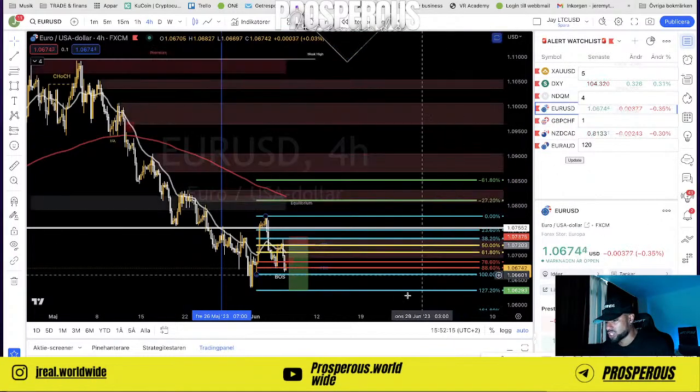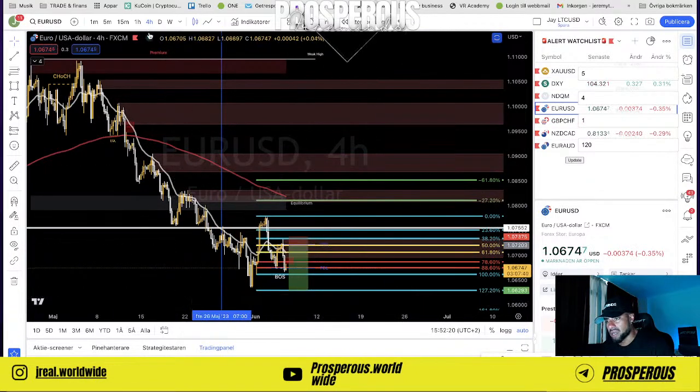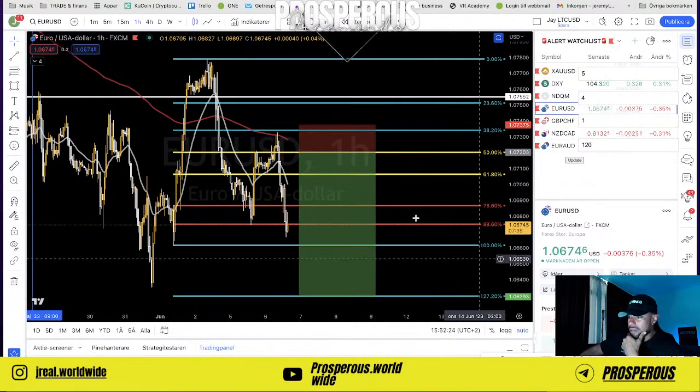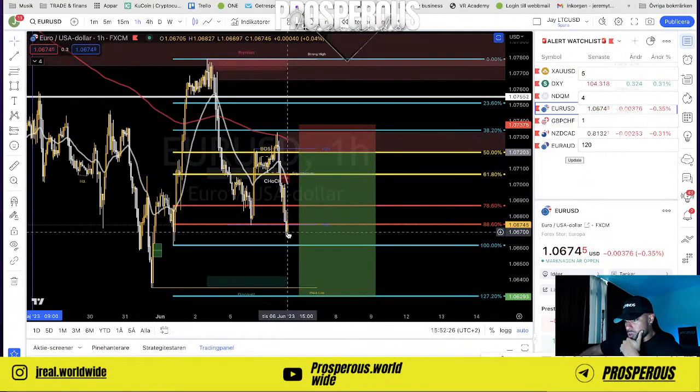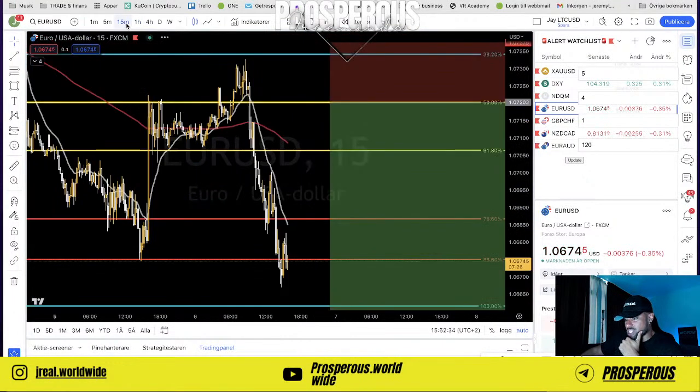Euro USD, how is it going? Not going in the direction we want. We want to see it come up here for a sell. But at the same time, looking at it, what have we done? We have created a lower low. We broke this low here, and we broke the Fibonacci 88.6. Very important. Basically retesting it right now, actually, as we speak.